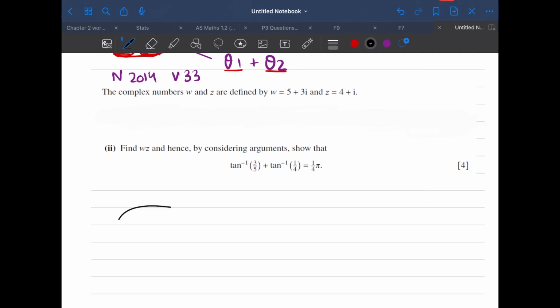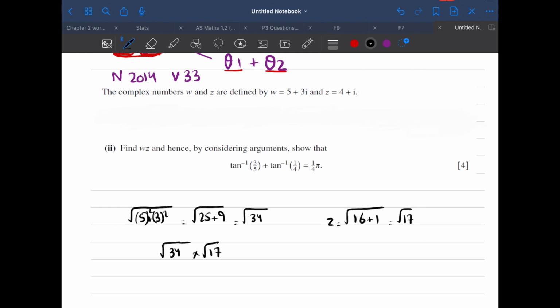If I find the modulus of w, it's going to be under root 5 squared plus 3 squared, that's under root 25 plus 9, that's under root 34. If you find the modulus of z, that's under root 16 plus 1, that's under root 17. Now let's multiply root 34 into root 17. That's under root 34 into 17, which is 17 under root 2.